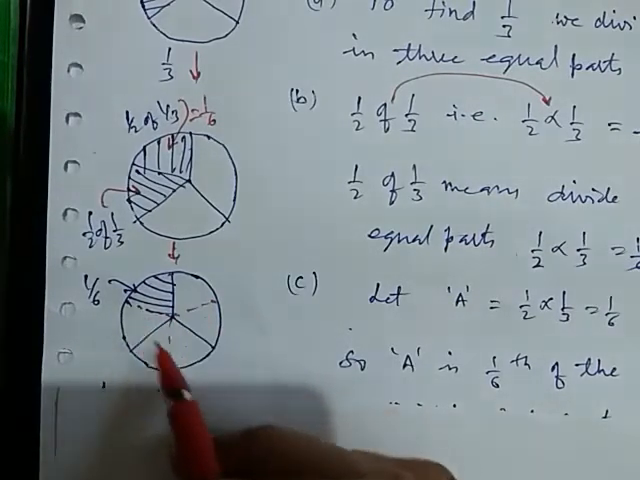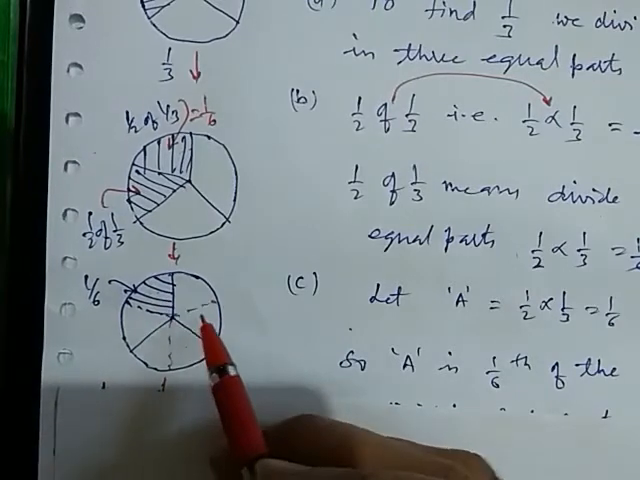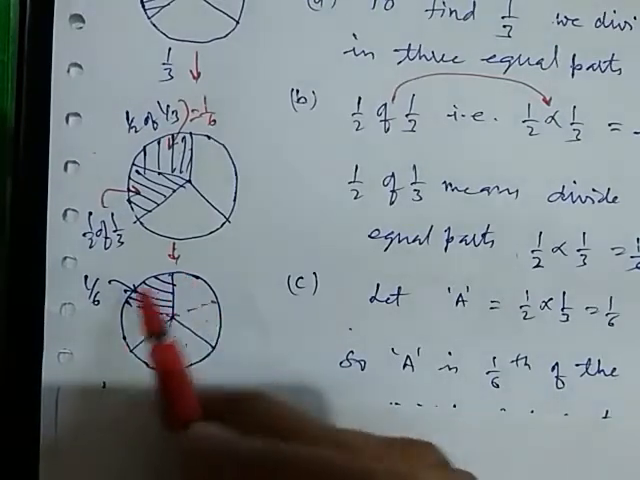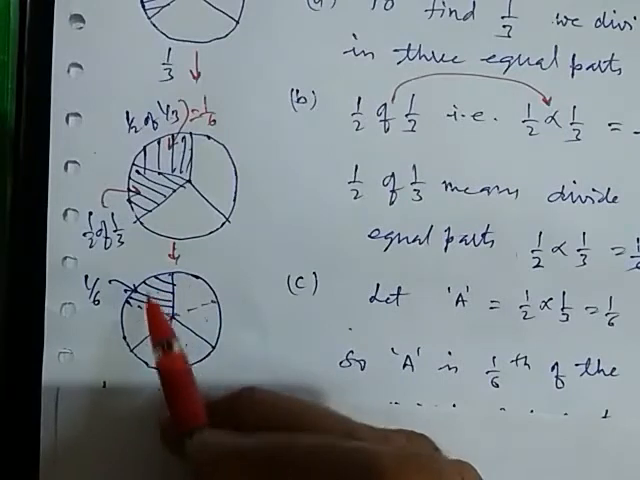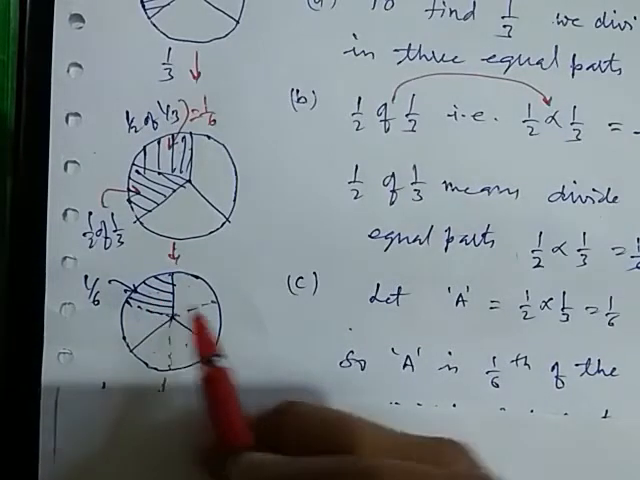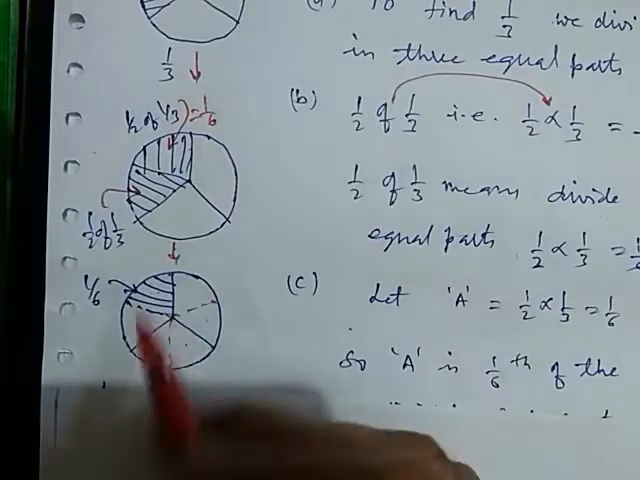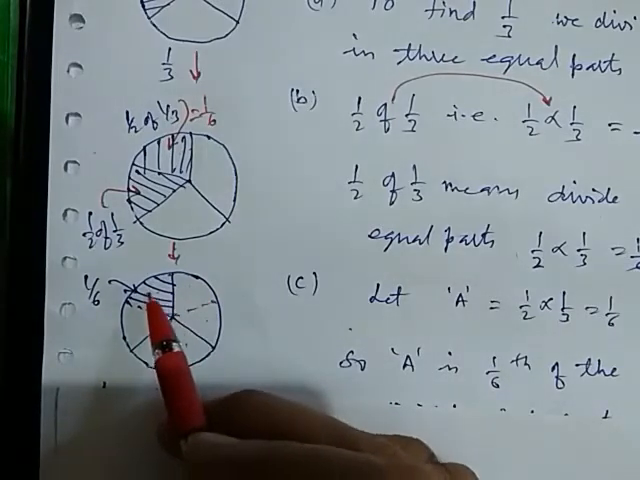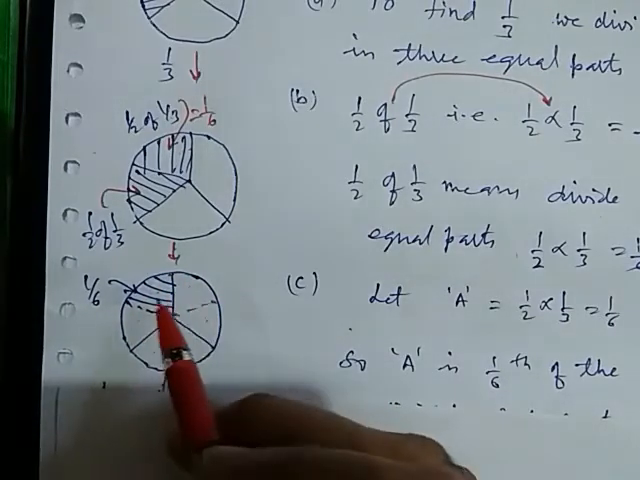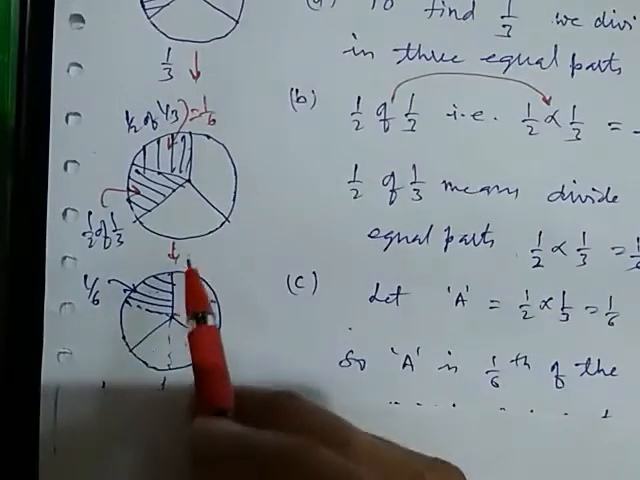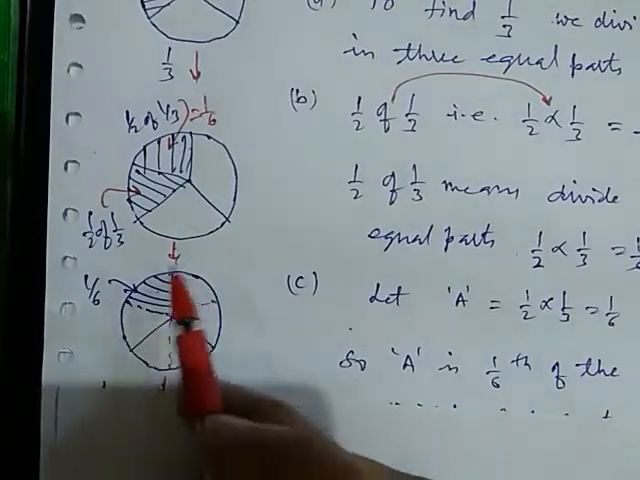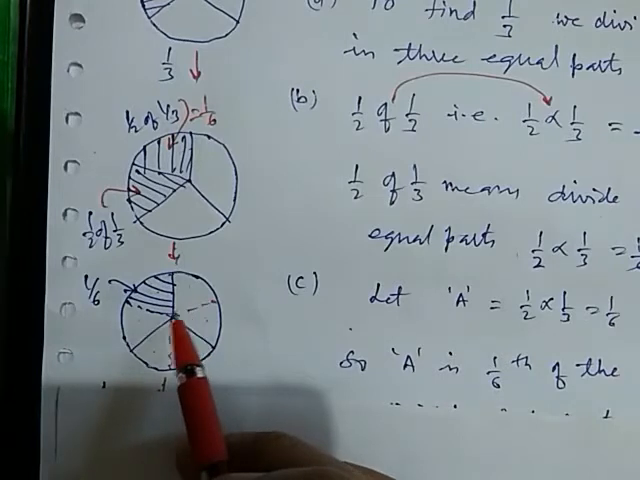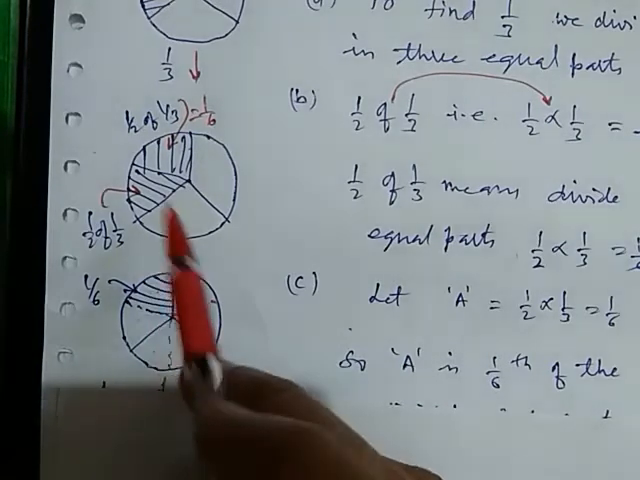So the total parts are 6: 1, 2, 3, 4, 5, 6. And this shaded portion is how much? This is 1 part out of the whole 6. This is 1 by 6. So we clearly understand by this figure what is the meaning of the product of two fractions.